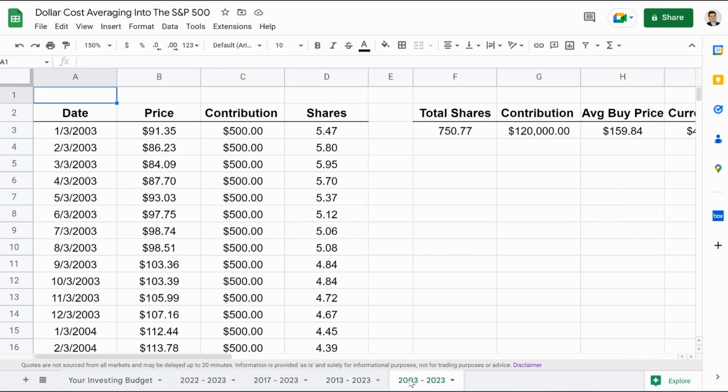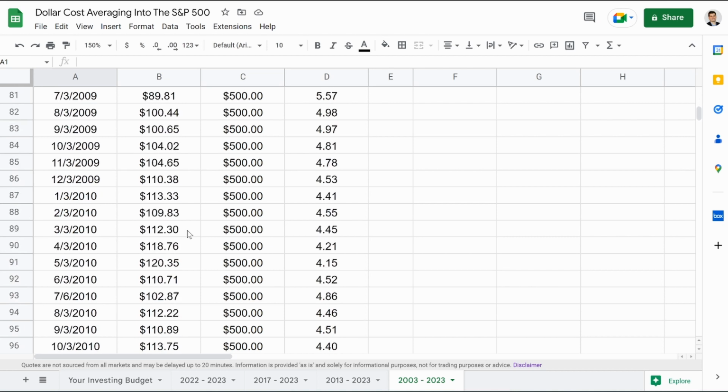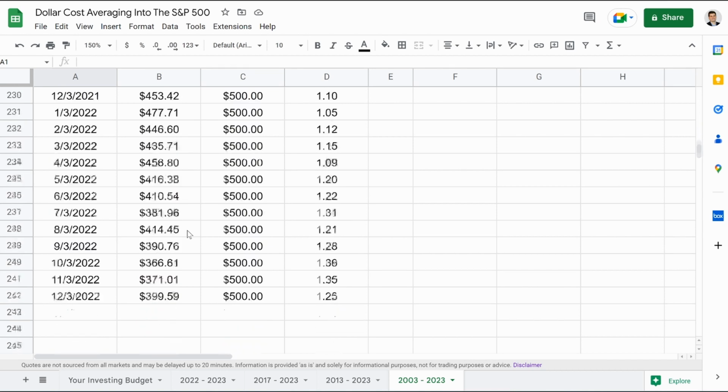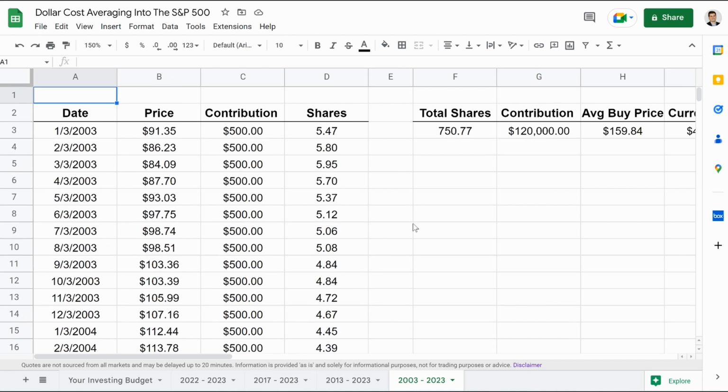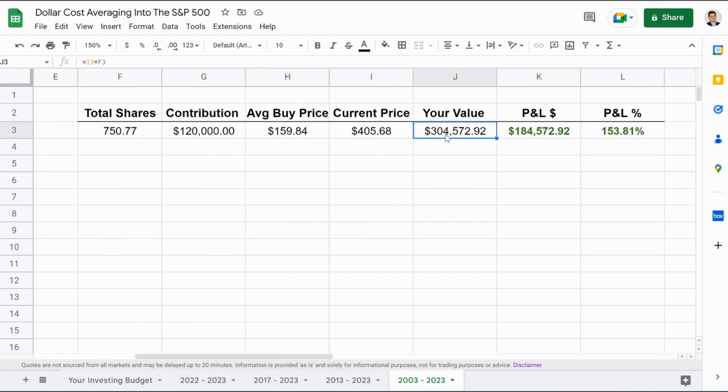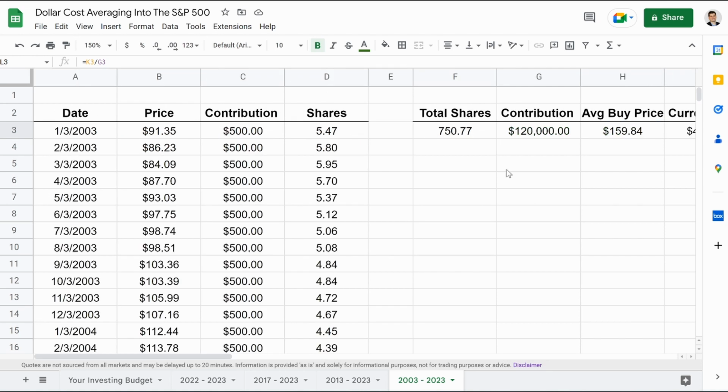And now the very last one, how about if you were to invest 20 years? So here's 20 years' worth of data, $500 each time, regardless of what the price is, every single month. You'd have a total of 750 shares. Contribution would be $120,000. Look at your average buy price, only $159. If we scroll over, your value would be $304,000. So your profit would be $184,000, or you would be up 153%. That's incredible.